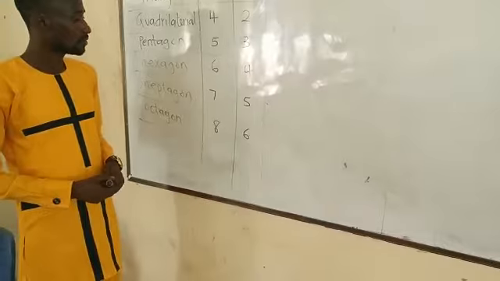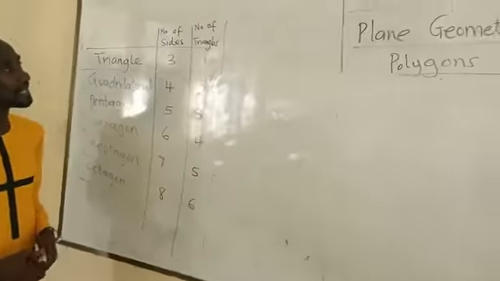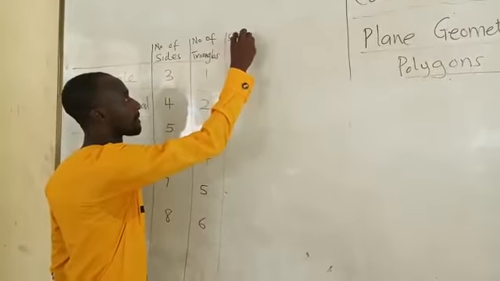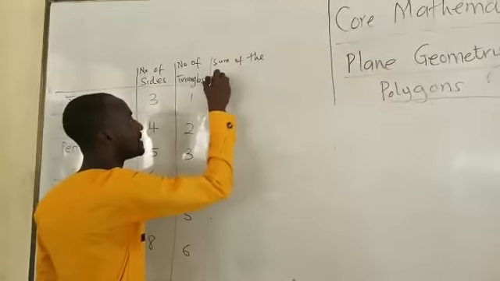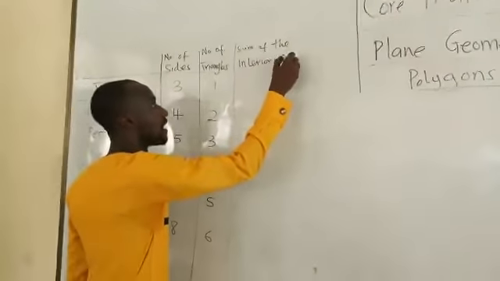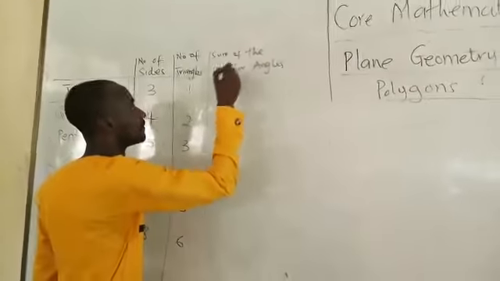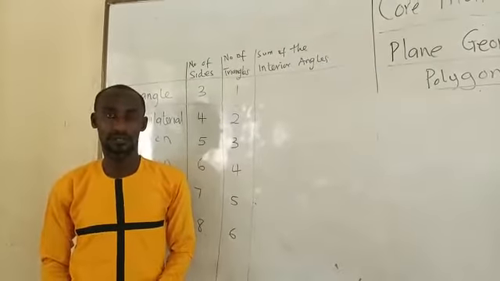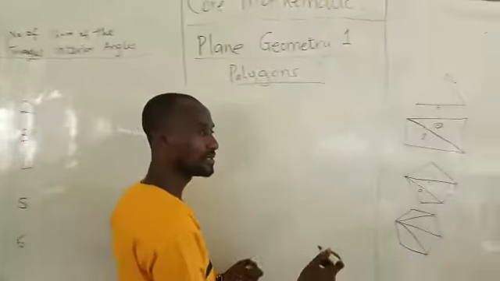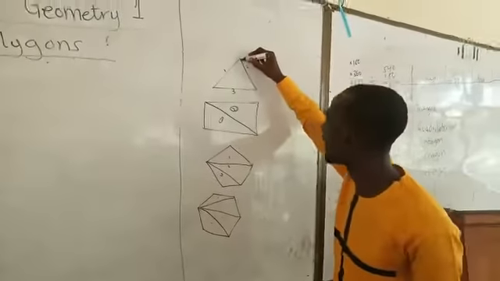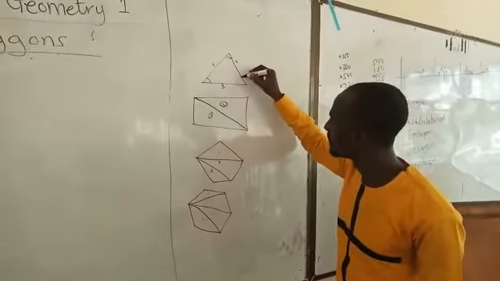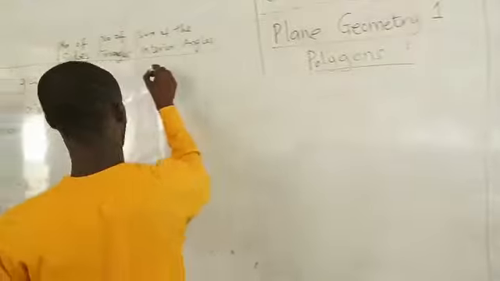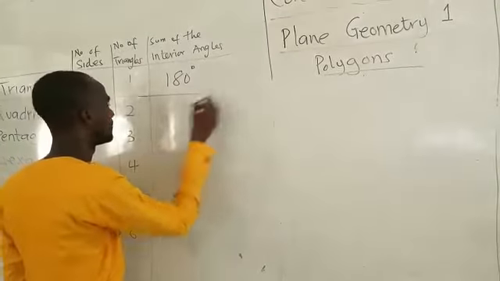Okay. I want to see the sum of the interior angles. Meaning I'm supposed to know the angles inside, and when I add, what will I get? So I pick the first triangle, I see this angle is inside. And we said the sum of the interior angles of a triangle add up to 180. So I get my 180 for the triangle.